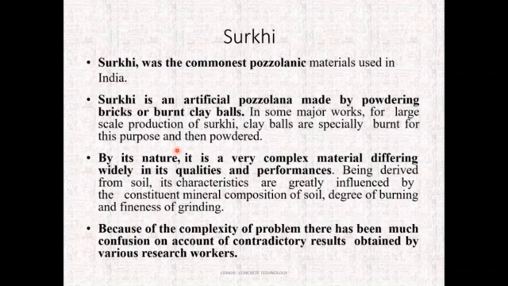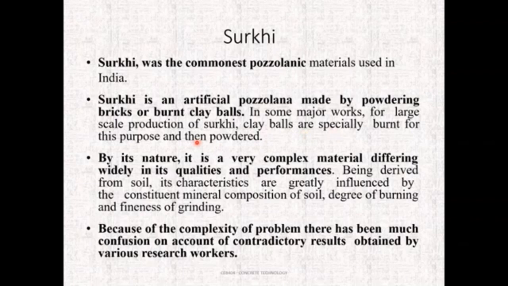The next one is Surkhi. Surkhi is the most commonly used pozzolanic material in India. Surkhi is an artificial pozzolana made by powdering bricks or burned clays. In some major works, a large quantity of surkhi or clay balls are specially burned for these purposes, and they are powdered and used in the concrete.